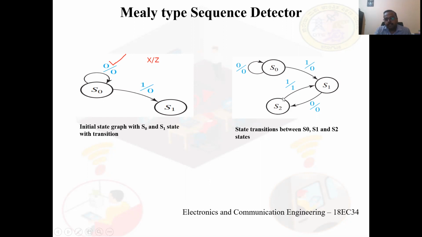When the circuit is in state S2 and the input received is 1, it completes the input sequence 1 0 1, so the output for that is equal to 1, and it will go to the state S1. Why will it go to the state S1 here? As you can see, 1 0 1, this is the last input in order to complete the sequence 1 0 1, but it is also the first input for the new sequence. That's the reason it will go from S2 to the S1 state.